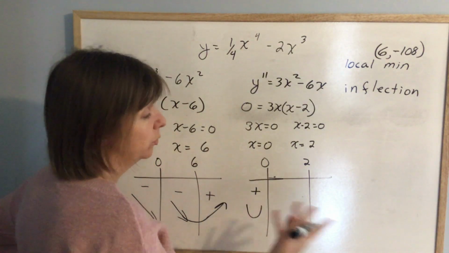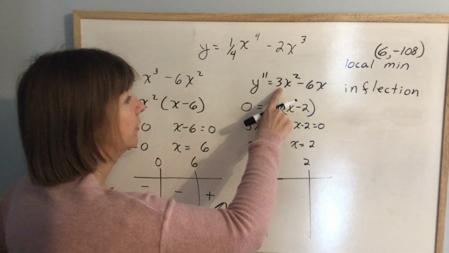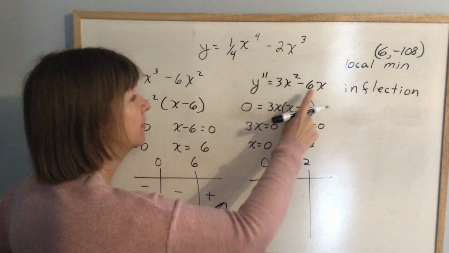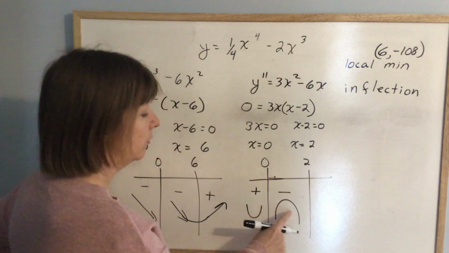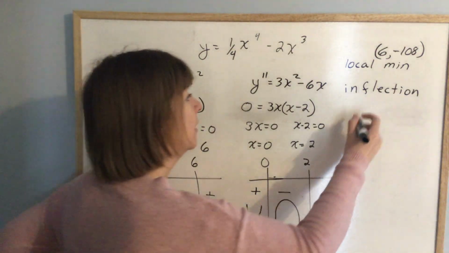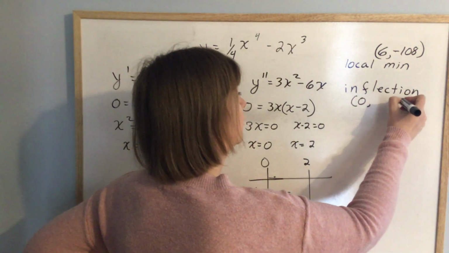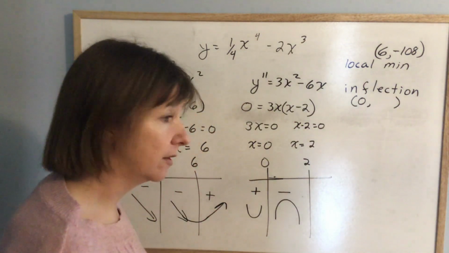Between 0 and 2, I'm going to pick 1. So this would be 3 minus 6, which would be negative 3. So it's negative, so it's concave down. Notice it has switched directions. So there is a point of inflection when my x is 0.